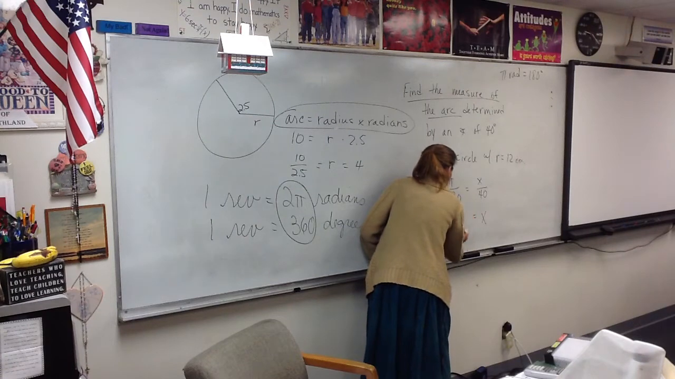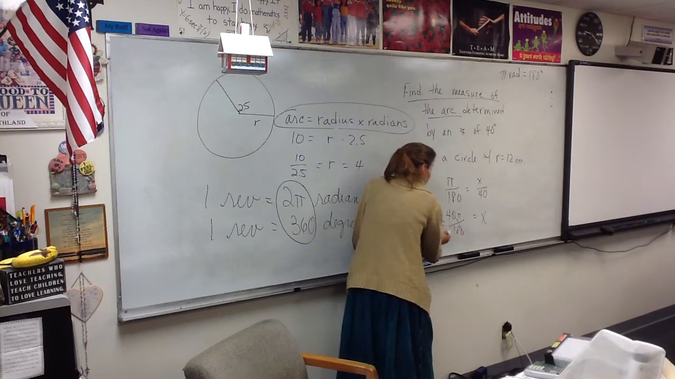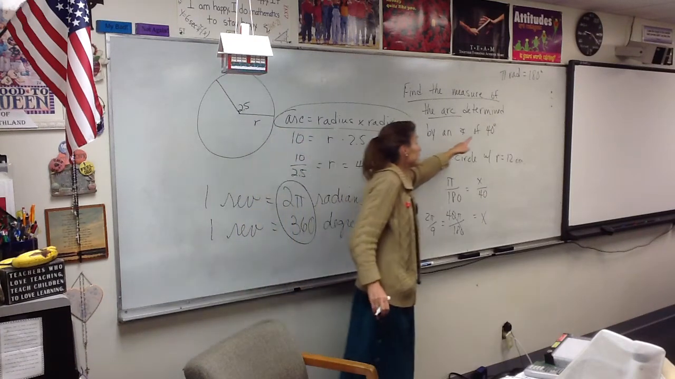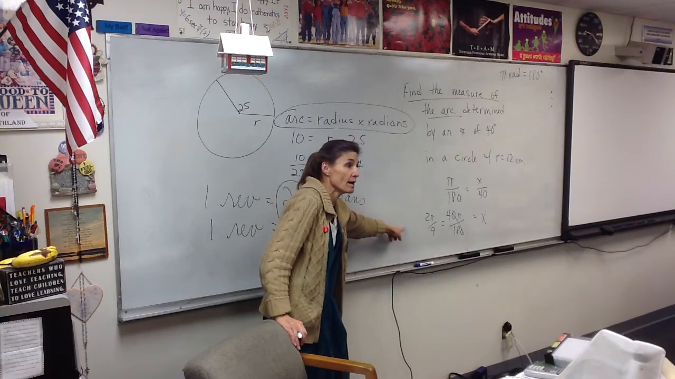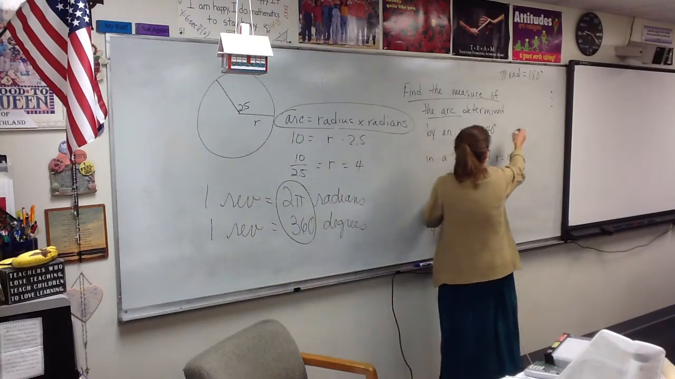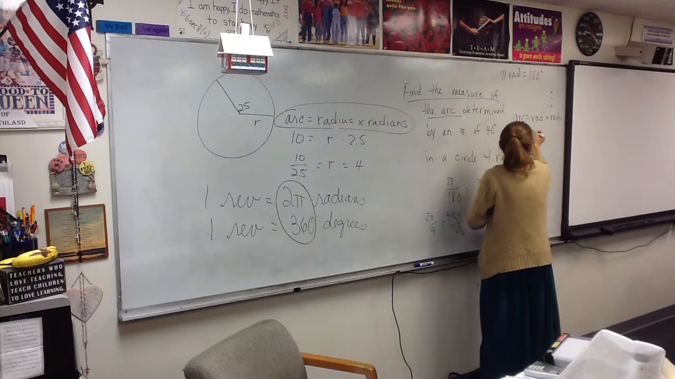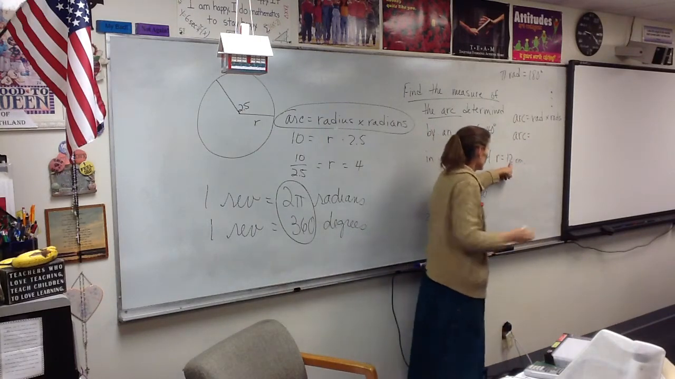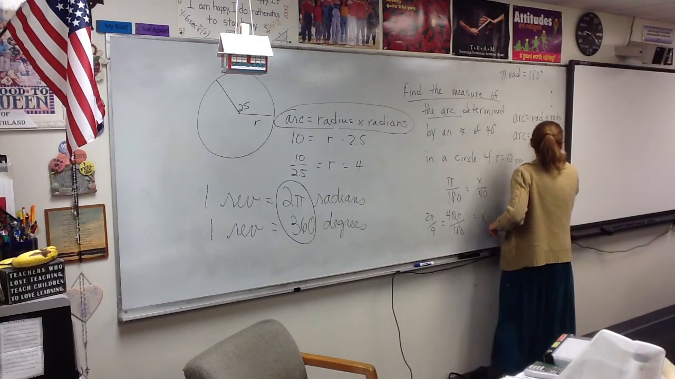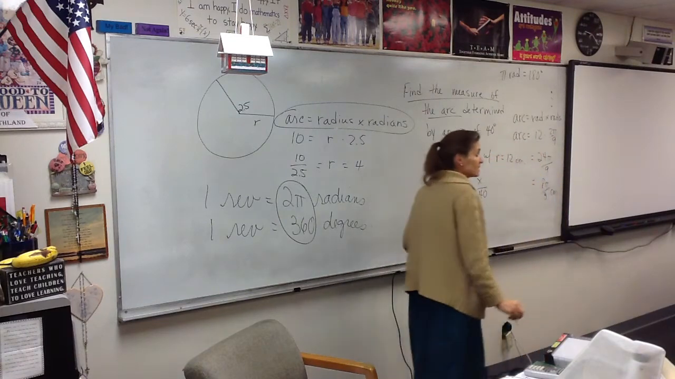So 40 pi over 180. That reduces to 2 pi over 9. So my central angle, which was given as 40 degrees, I have now changed into a radian. Now I can answer the question. Arc length is radius times radians. I want to know the arc length. What's my radius? 12. What's my radian measure? 2 pi over 9. So the answer is 24 pi over 9, which reduces to 8 pi over 3 centimeters.